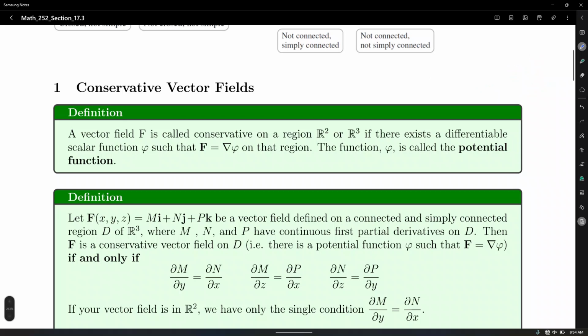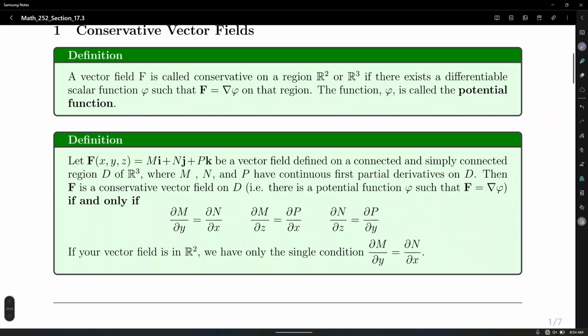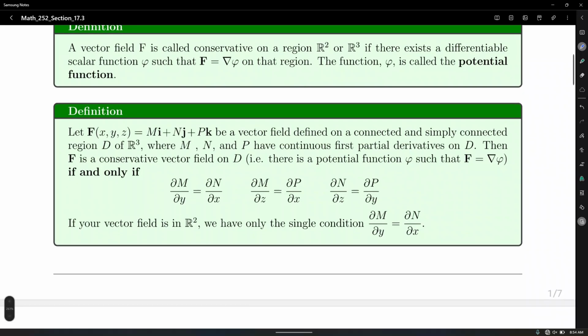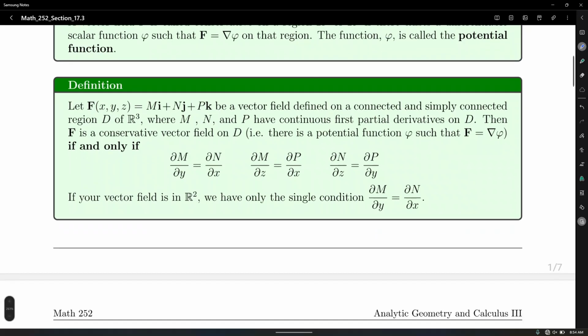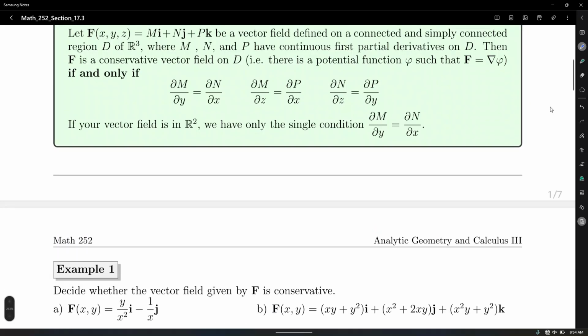So number one, a vector field which has the format Mi, Nj, and Pk, that is components of functions of x, y, and z, or simply x, y. So that's a vector field on a connected and simply connected region in space or in the plane, where M, N, and P have continuous first partial derivatives only. So F is conservative if it satisfies the three conditions right here. Okay? So F in space is conservative if it satisfies the three conditions.